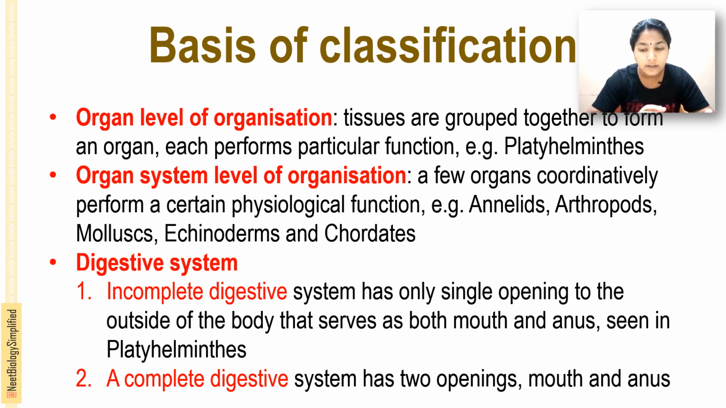The digestive system is classified as an incomplete digestive system and a complete digestive system. In the case of the incomplete digestive system, the system has only one single opening to the outside of the body that serves as both mouth and anus, seen in the platyhelminthes. In the case of liver fluke, as a platyhelminth, they have only a single opening at the top that functions as both mouth and anus.